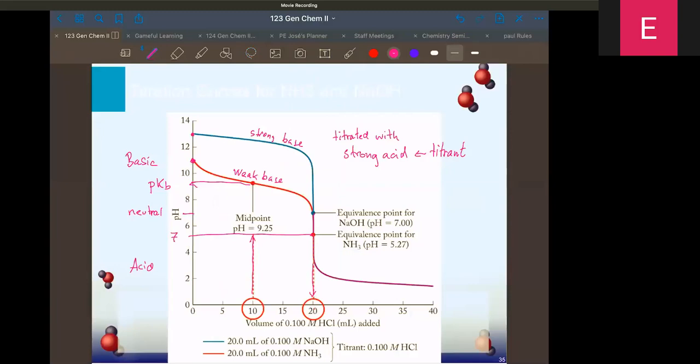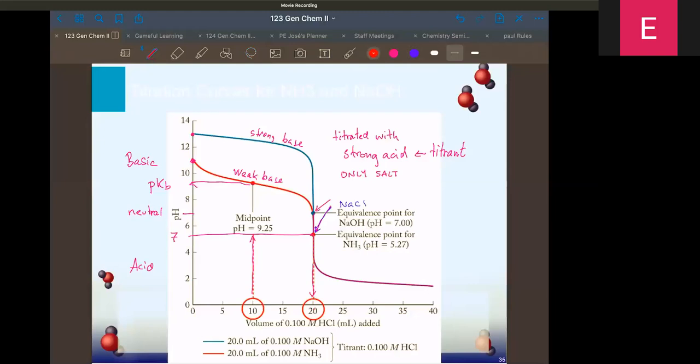And at the endpoint, for these two, only the salt is present. Why? Because at the endpoint, the amount of acid and the amount of base have neutralized each other. So you only have the salt. So in this case down here, let me switch to blue, you will have NaCl.